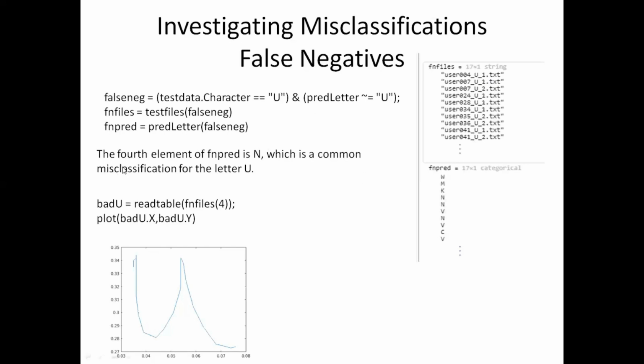Okay, so I am storing it in the variable name fn pred. I am getting this directly from the predictions that I have made from the knn model, which is there in our variable named pred letter. That is the predicted value. So what is the predicted value corresponding to these false negative results?